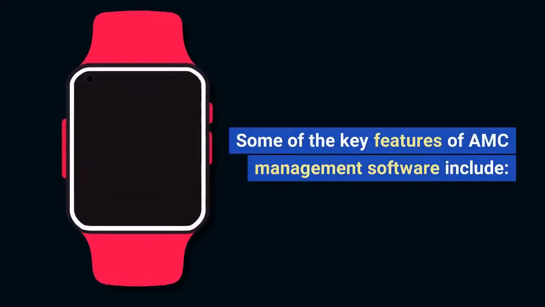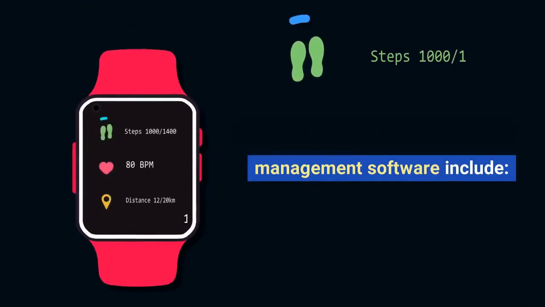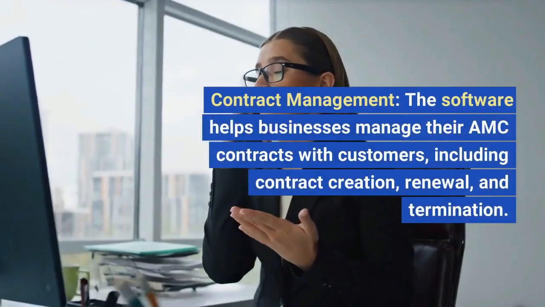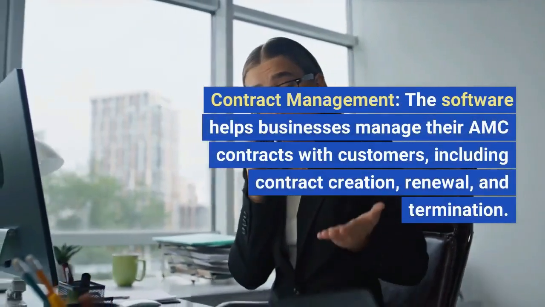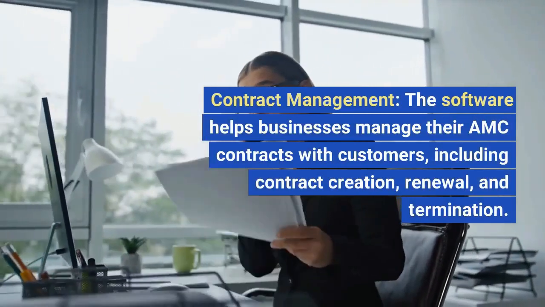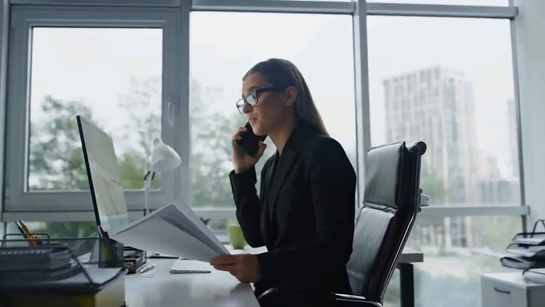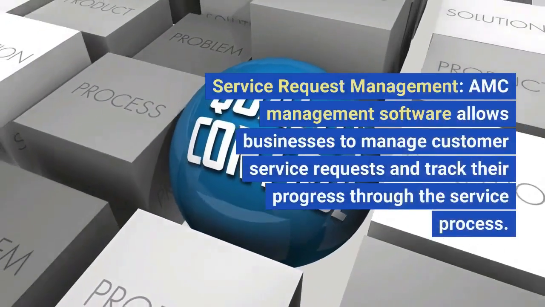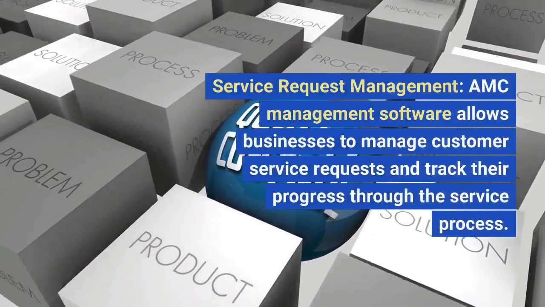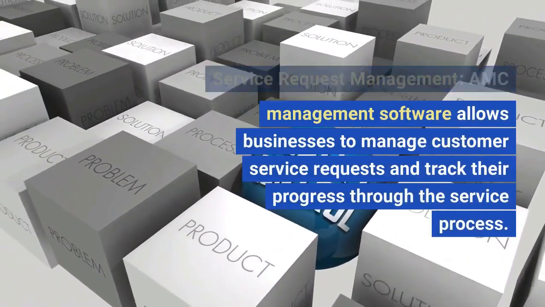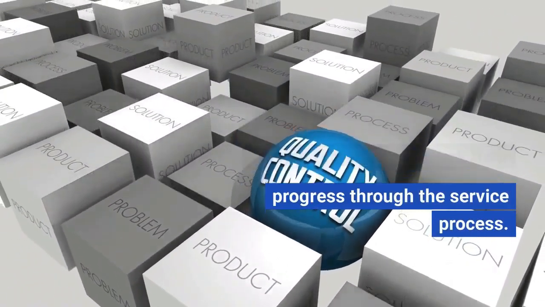Some of the key features of AMC Management Software include contract management. The software helps businesses manage their AMC contracts with customers, including contract creation, renewal, and termination. Service request management. AMC Management Software allows businesses to manage customer service requests and track their progress through the service process.